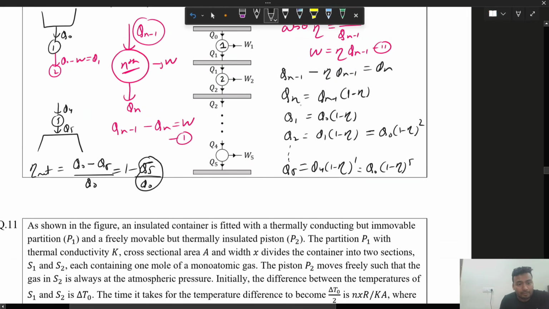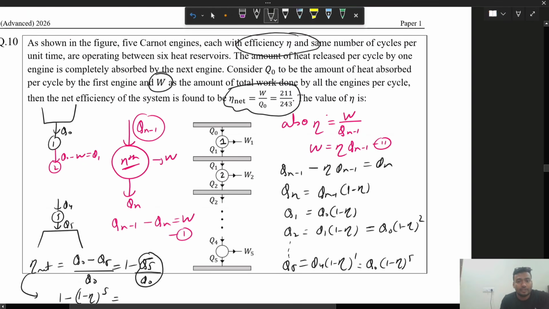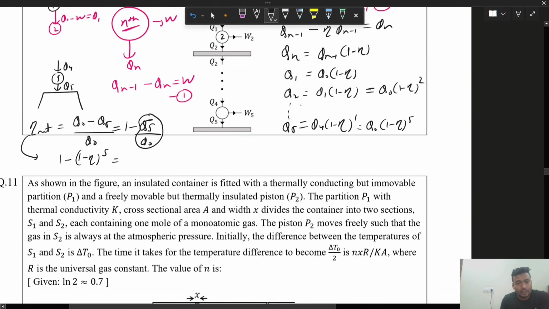Now the final step. इसके बाद, so I'm using this. So 1 minus Q5. Q5 का value if I put, Q naught cancelled. So 1 minus eta to the power 5, and this net efficiency आपको given है, that is 211 by 243. So 1 minus eta to the power 5 is 1 minus 211 by 243. So 243 minus 211, so that will be 32 और ये 243 as it is.